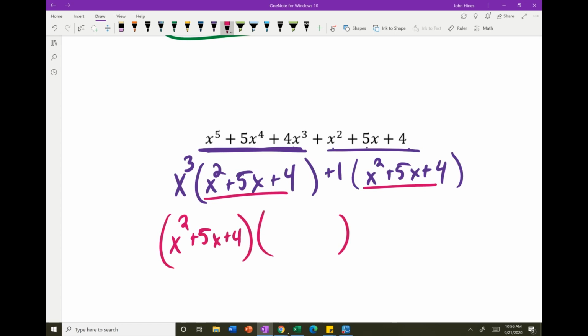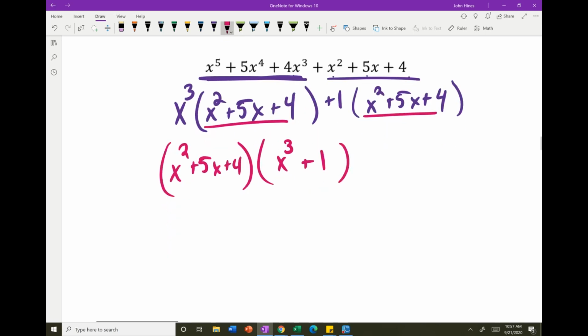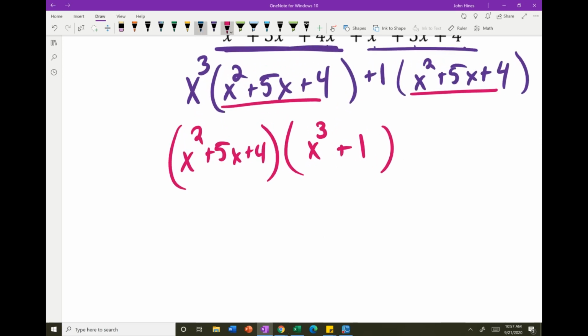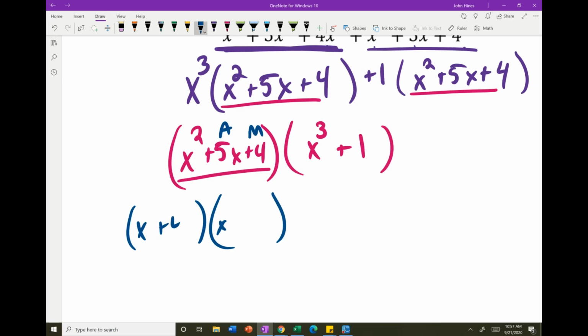So now we take out our GCF, which is this massive chunk here. That times what's left over? X to the third plus 1. And now you're saying, you're kidding me, that was just step 1? Yes, that was just the first step, because now I've got to factor this trinomial. Late color change there. X times x, because it's quick. What multiplies to 4 and adds to 5? Well, I think 4 and 1 multiply to 4 and add to 5.